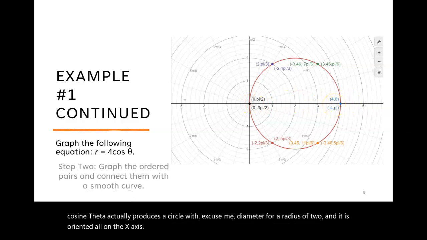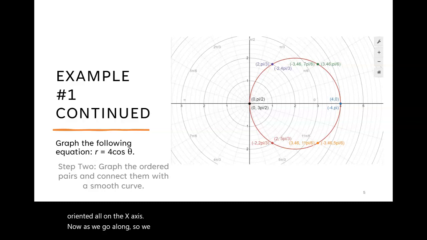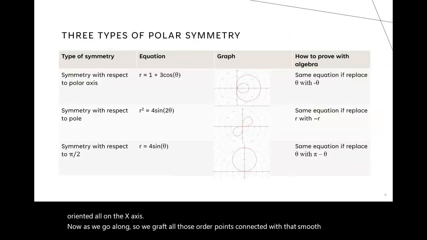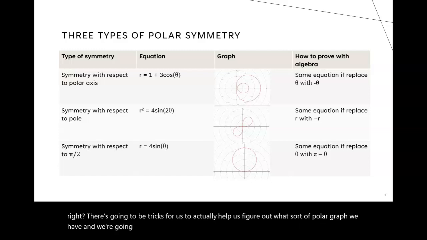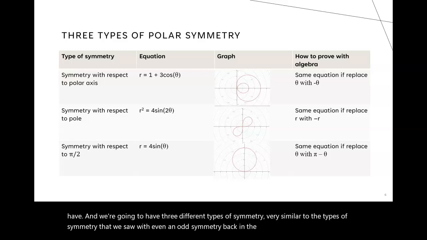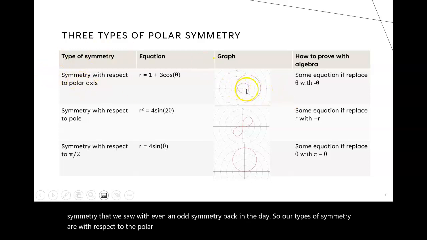Now, as we go along, we graphed all those ordered points and connected them with that smooth curve, right? There are going to be tricks to help us figure out what sort of polar graph we have. We're going to have 3 different types of symmetry, very similar to the types of symmetry that we saw with even and odd symmetry back in the day. So our first type of symmetry is with respect to the polar axis. Remember, the polar axis is what we used to call the x-axis. It's where our polar graphs start.